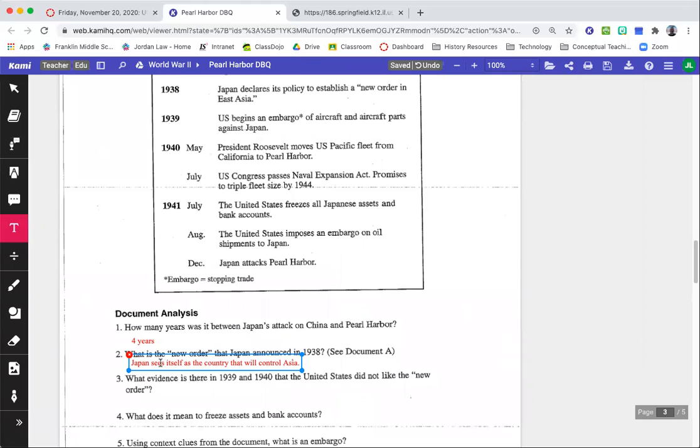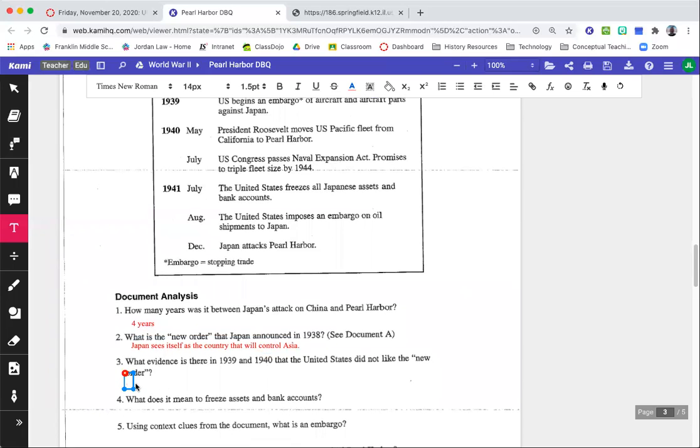And what evidence is there in 1939 and 1940 that the United States did not like this idea of this new order? So what happened in 1939 to 1940 that the U.S. did that seems like they're trying to stop it? Well, first of all, in 1939, only one thing was of note, and this was an embargo. So in 1939, the U.S.